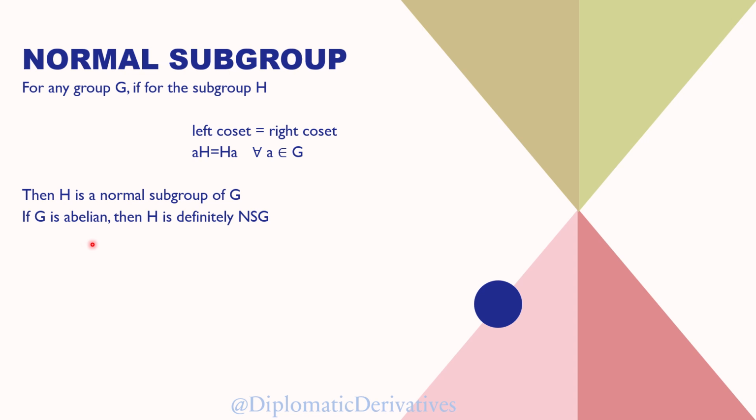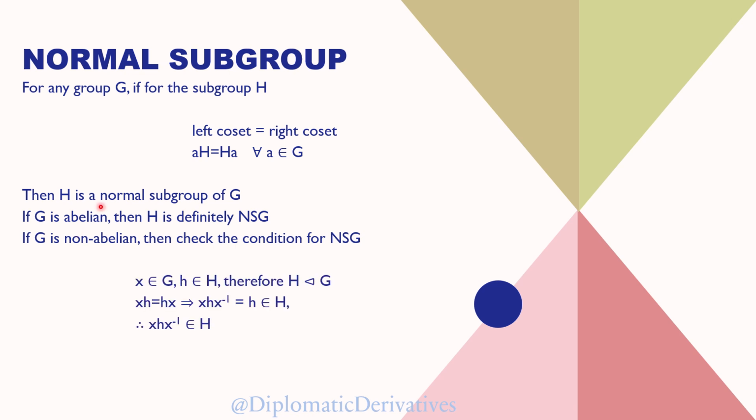So if G is abelian, then H is definitely a normal subgroup. What does this mean? By abelian we know that the group has to be commutative. If the group is commutative, then we call it abelian, right? If the group is commutative, then all the subgroups of that group are naturally normal subgroups. But when the group is non-abelian, we cannot directly state that the subgroups are normal subgroups. In that case, you have to check the condition for a normal subgroup, which we already stated here.